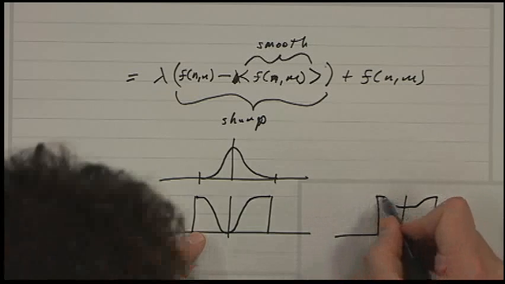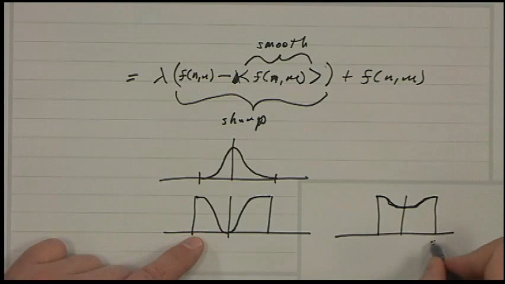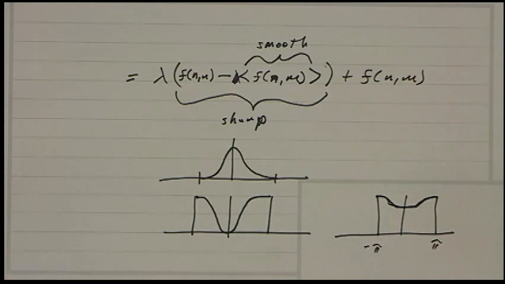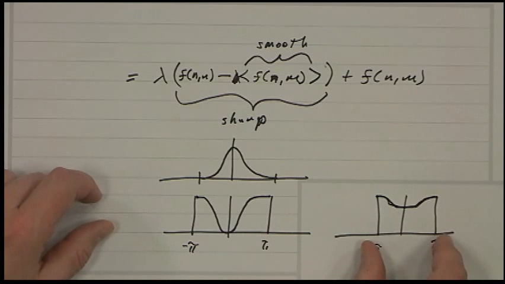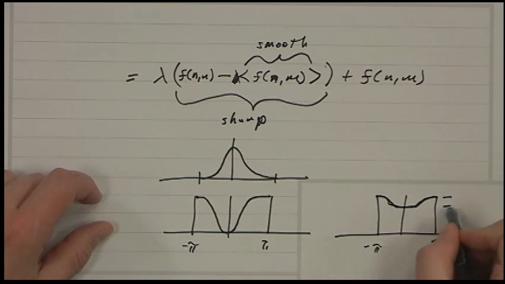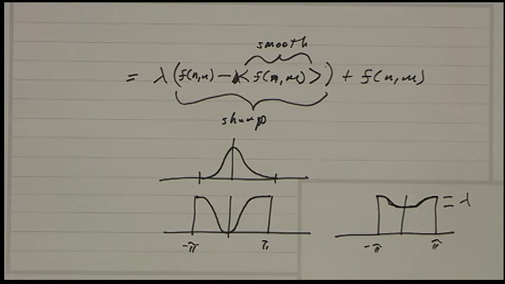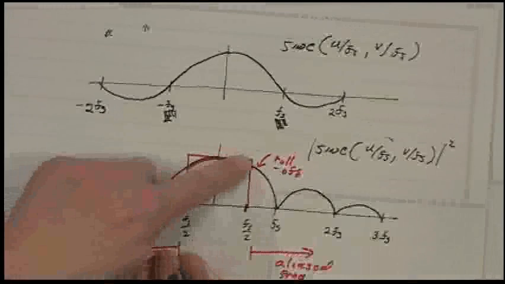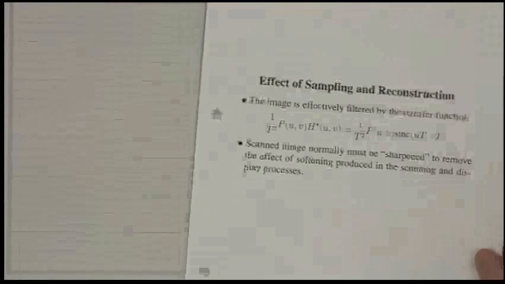I'm not drawing it very well, but you get this, and this is pi and minus pi. This is pi and minus pi. So you get this, and the amplitude of this is lambda. So you sharpen the image to try to recover some of this attenuation here. All right. Okay. And this just explains that.